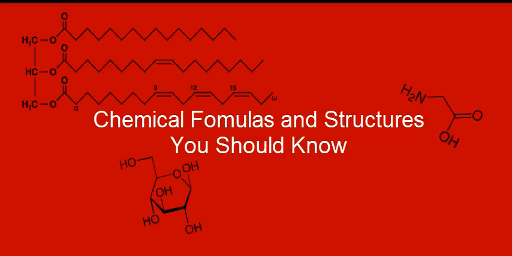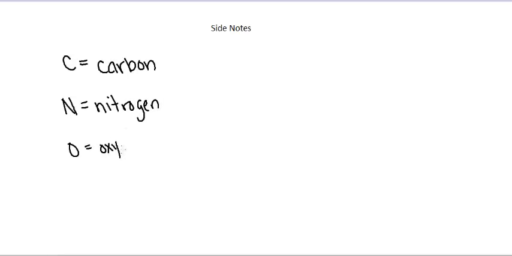Welcome to the chemical formulas and structures you should know for Biology 1110. We're going to start off with some basic side notes of what some of these symbols you're going to see today mean. C stands for carbon, N for nitrogen, O for oxygen, and H for hydrogen.